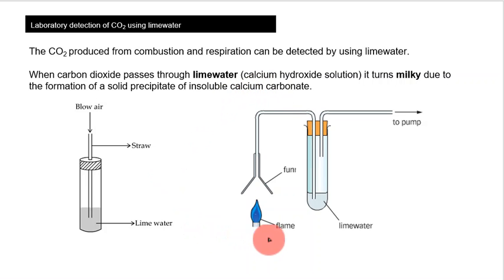The other thing we can do is take a Bunsen burner and burn a fossil fuel, so that's combustion. It's going to release carbon dioxide into the test tube, and that will go into the lime water. Once it goes into the lime water, it'll turn milky because it's creating this calcium carbonate. This is a nice way to show the presence of carbon dioxide using lime water. So carbon dioxide will turn lime water milky.